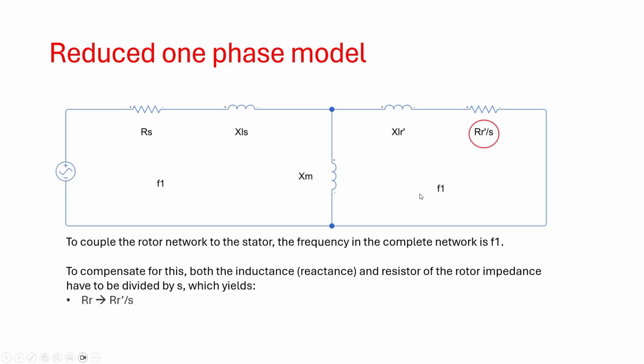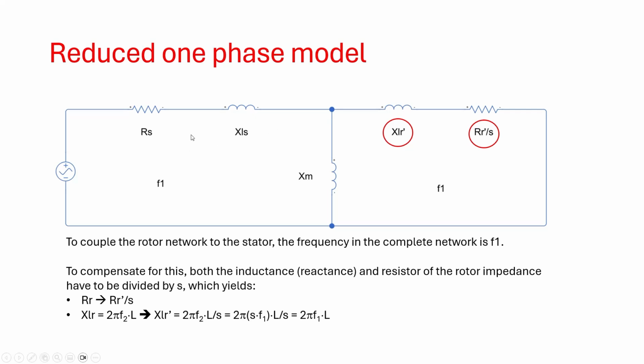slip. And then this yields that we have here the rotor resistance divided by the slip S, and for the reactance we can see that it's equal to omega 2 times L, or 2 times pi times the frequency F2 times L. And in the reduced version, so dividing it by the slip S, we can substitute F2 by S times F1, and we see that the reduced reactance is equal to 2 times pi times F1, so it's omega 1 times L. So this is omega 1 times L. And now we have a reduced one-phase model.